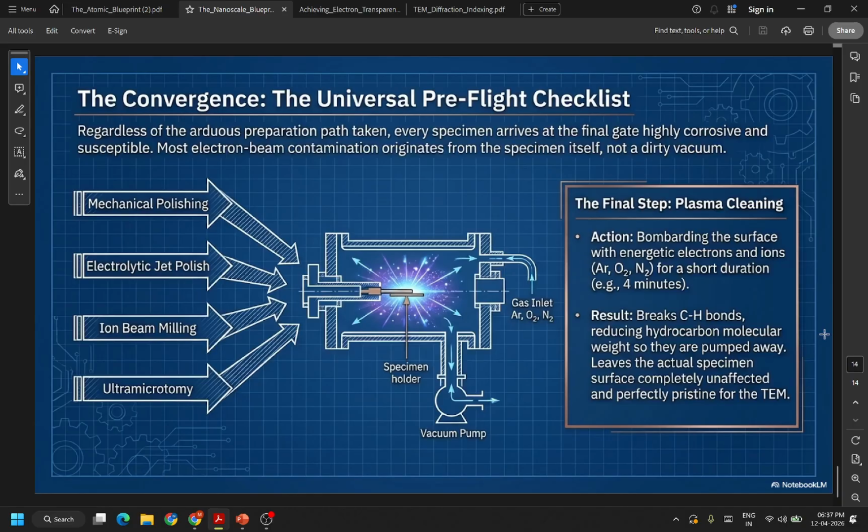So that is bombarding the surface with energetic electrons and ions of argon, oxygen, nitrogen for a short duration like 3-4 minutes. And what it does is it breaks carbon hydrogen bonds and reduces hydrocarbon molecular weight. So they are then pumped away, and it leaves the actual specimen surface completely unaffected and perfectly pristine for the TEM.